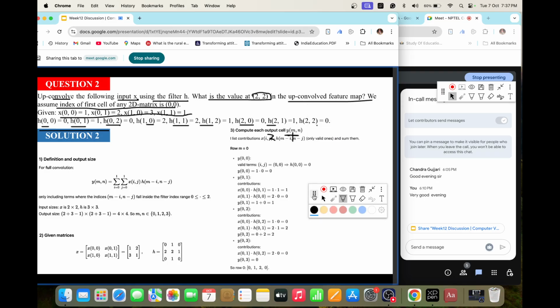So this is your question. Okay, so first just read the question. Upconvolve the following input x and filter h. Okay, what is the value at 2 comma 2 in the upconvolved feature map? So this is nothing but the output of the up convolution. Not down convolution but up convolution. And the one that we have seen in our theory is down convolution, but here we have to up convolve it.